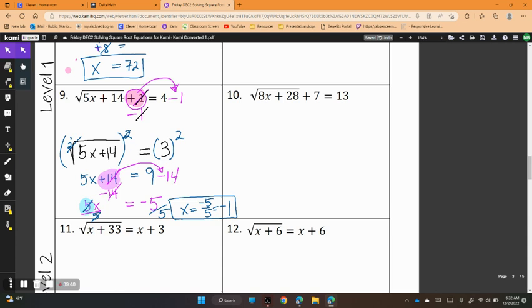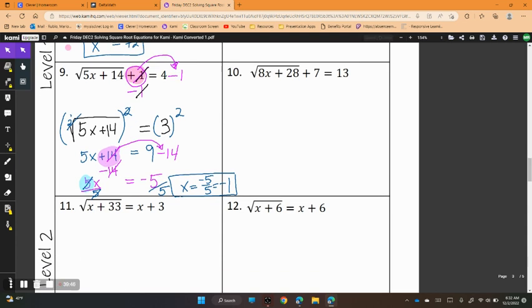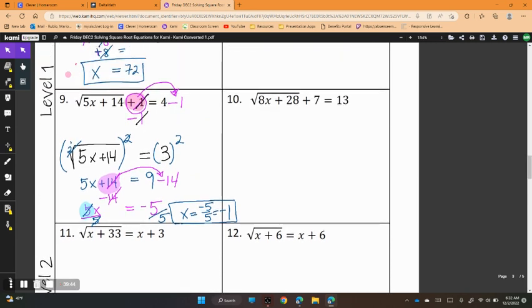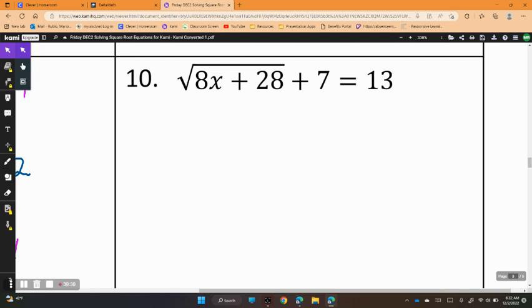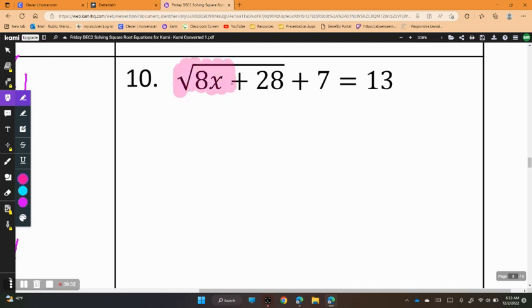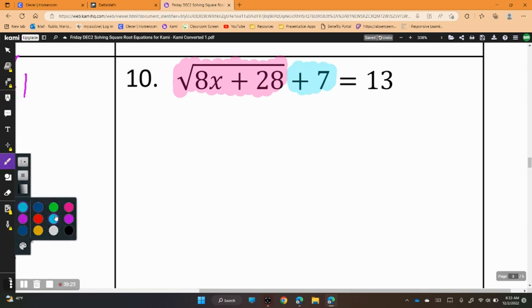Let me show you another example. Yeah, let me show you this one. I'll go a little bit slower for you guys. Okay, so remember, before we do anything with the radical, we have to bring all the other numbers to the other side of the equation. So let's start with that.